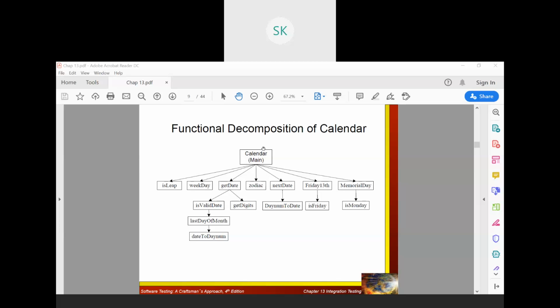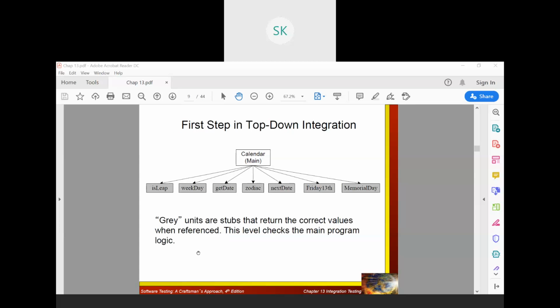Once you have identified the modules, you need to get them into a proper tree structure. Once the tree structure is ready, it will be easy for us to identify. See, the first setup is top-down integration. Top-down integration in the sense, from the calendar main function, it will be calling all the particular functions that are coming under that particular belt.